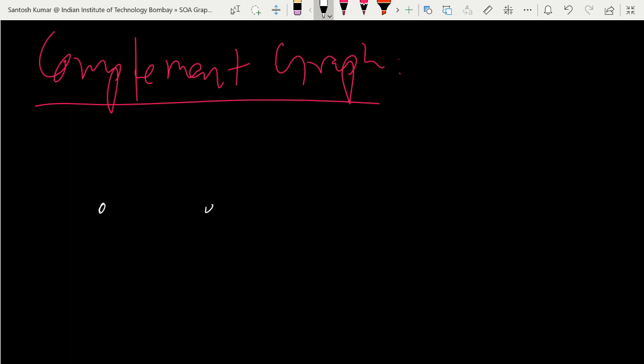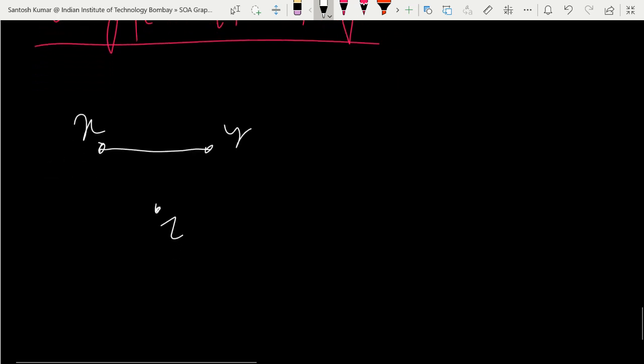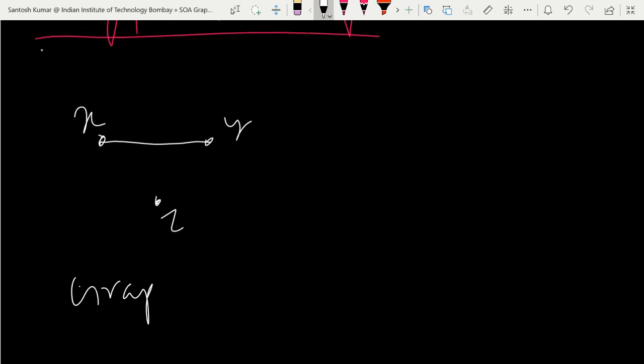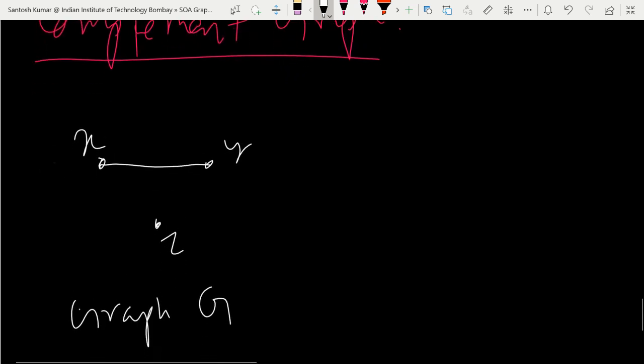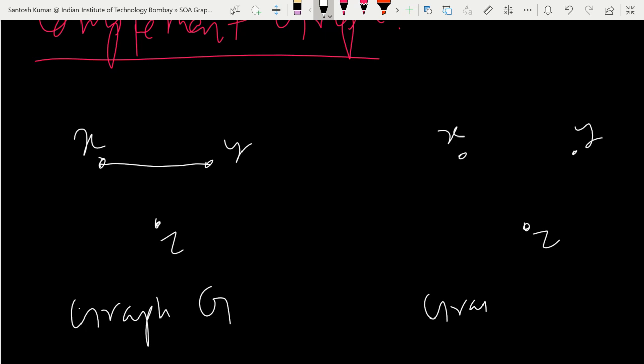So suppose I say this is vertex x, y, z, and this. So what will be the complement graph of this? This is graph G. So x, y, z, these are three vertices. So I would like to know about graph G complement.